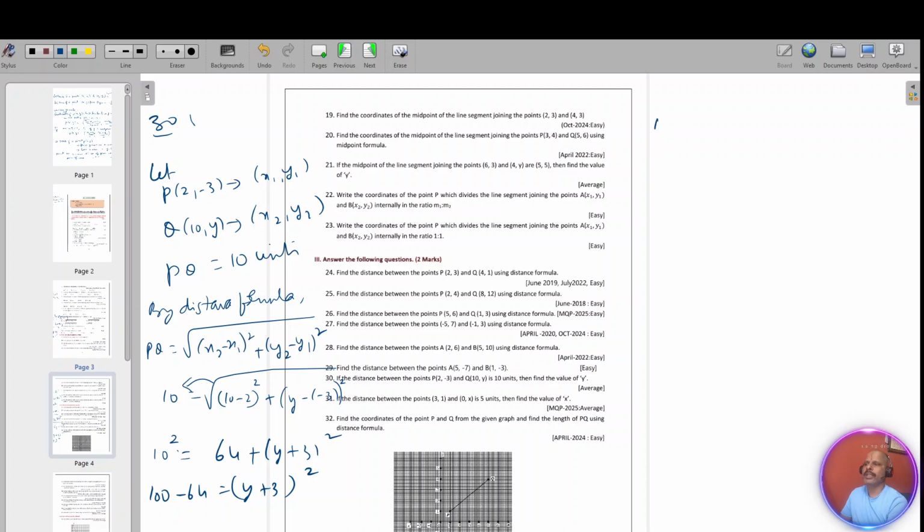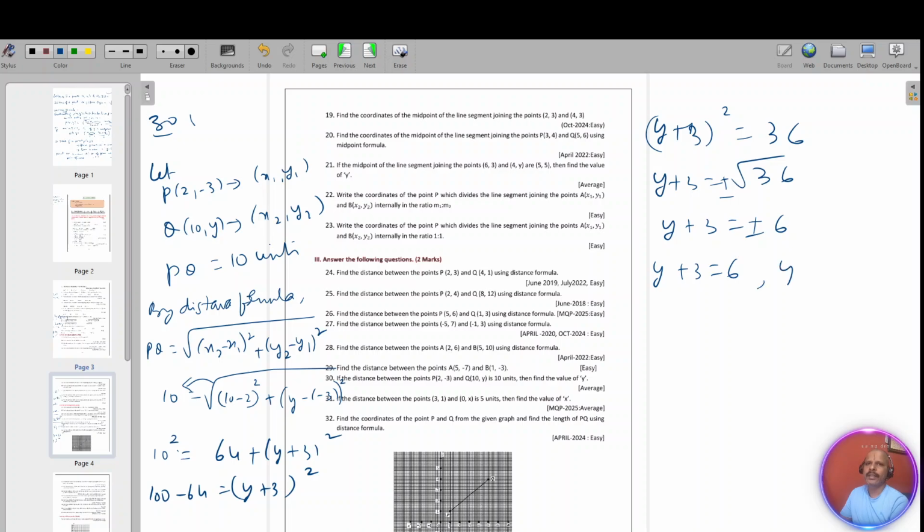100 minus 64 means 36, so (y plus 3) whole square is equal to 36. See, don't expand (y plus 3) whole square. As you just saw, a square root transposes and becomes a square, so I transpose the square to the right side and it becomes a square root. When it becomes square root, y plus 3 is equal to plus or minus 6. So y plus 3 equals 6, or y plus 3 equals minus 6.